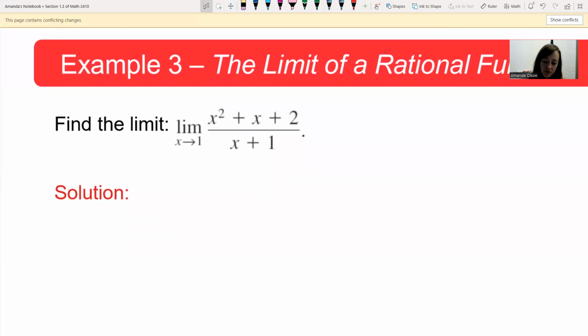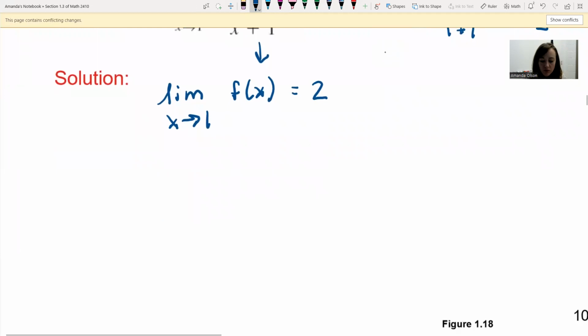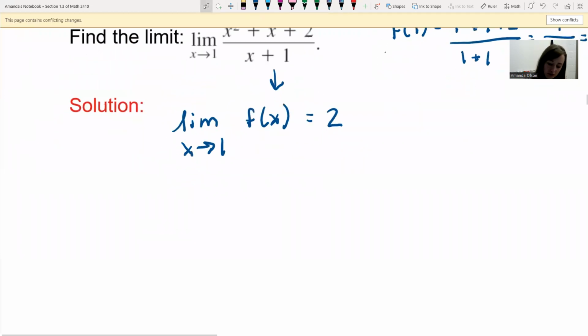So let's say we're considering the limit of this rational function. Here I'm looking at the limit as x approaches 1 of x squared plus x plus 2 over x plus 1. So I'm going to look at what f of 1 is in this case: 1 squared plus 1 plus 2 over 1 plus 1. This is going to equal 4 over 2, or 2. So f of 1 is 2. It's defined. The denominator is not equal to 0 when we input that given c value, so we know that the limit exists. Direct substitution works. The limit as x approaches 1 of f of x is just going to equal 2. So the limit exists and it equals 2. We'd read this as the limit as x approaches 1 of f of x equals 2.